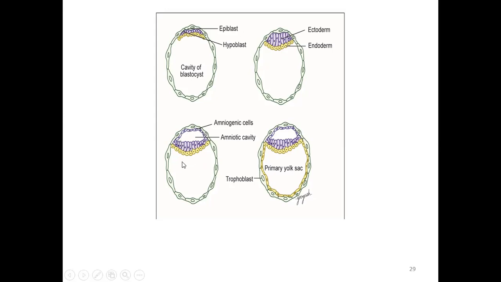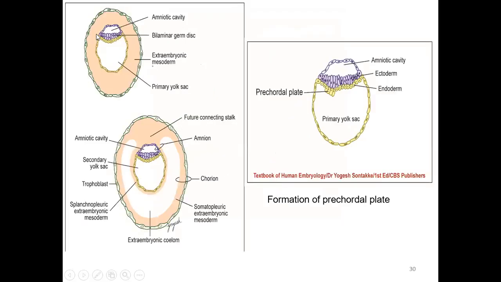There is the appearance of the primary yolk sac. When this hypoblast cell layer proliferates, it will form Heuser's membrane. Then the hypoblastic cell layer again proliferates and forms the extraembryonic mesoderm, which converts the blastocele into a primary yolk sac. Then finally there is the appearance of lacunae in this extraembryonic mesoderm, which will divide it into the splanchnopleuric and the somatopleuric mesoderm.